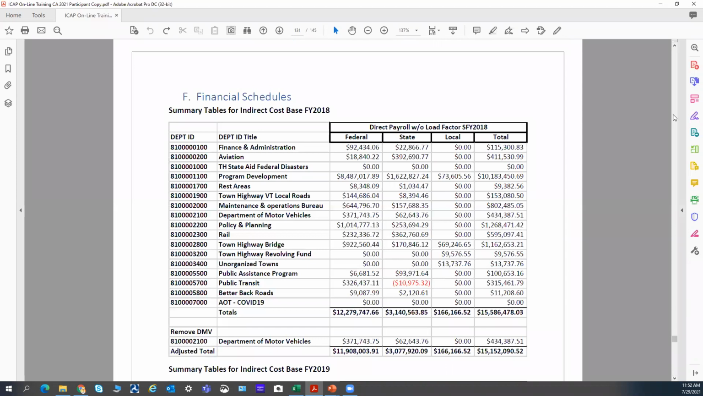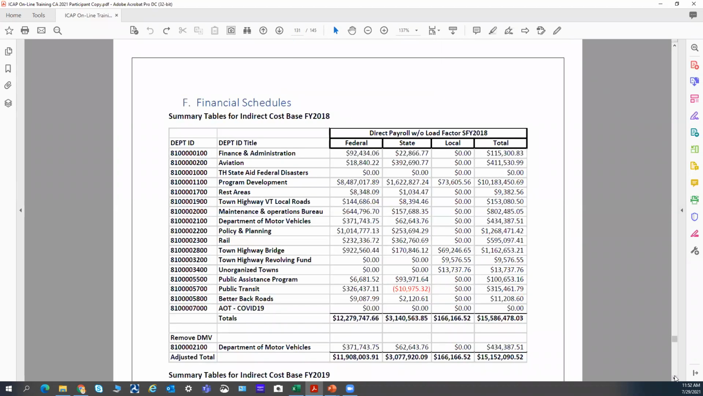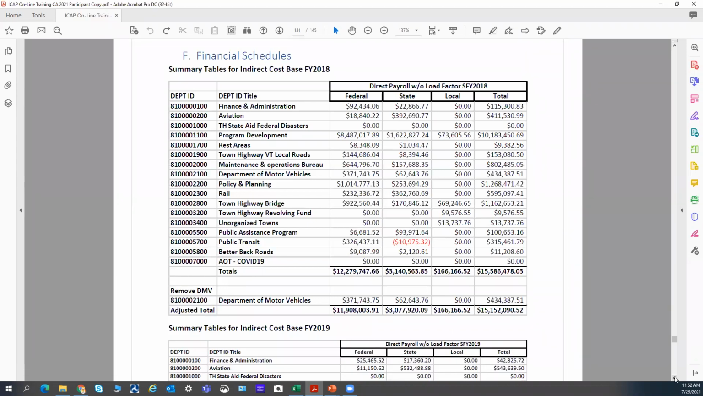Okay, then we get into the financial schedules. Let me make sure I didn't skip anything. Okay, so remember, they provided 3 years of historical data. And here are their summary tables. Keep in mind, the summary is the key word in there because they basically rolled up all of their data dump from these various fiscal years.